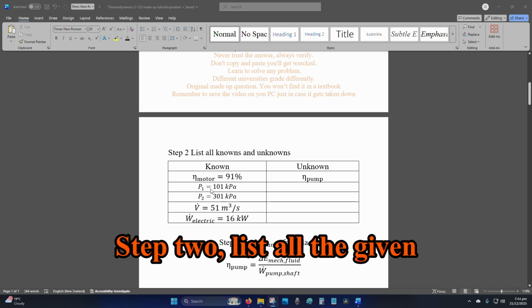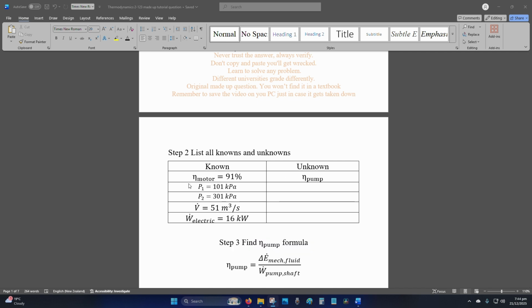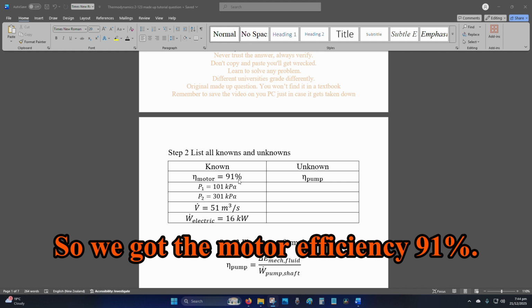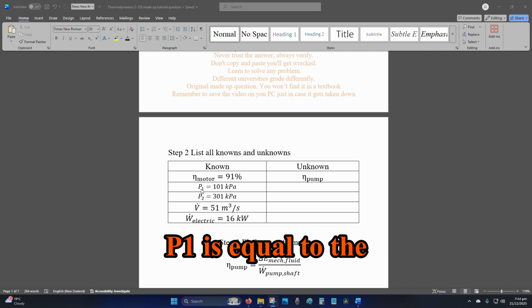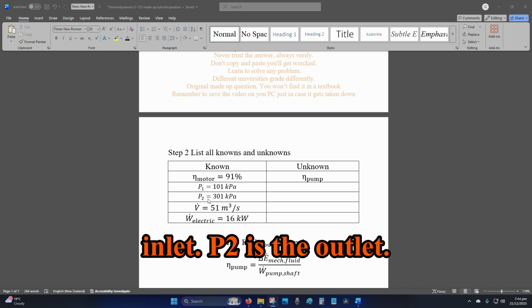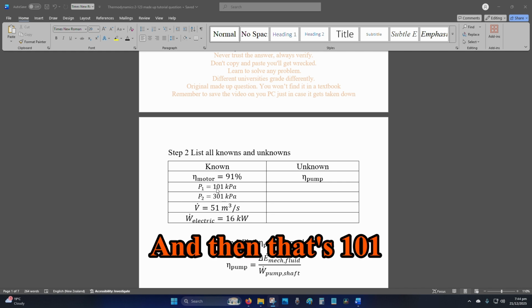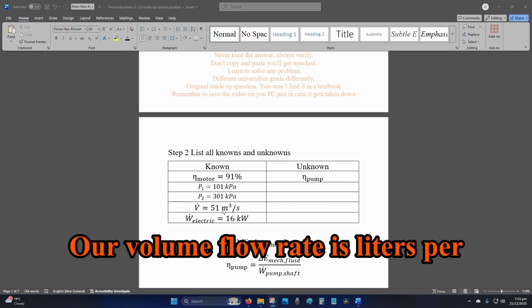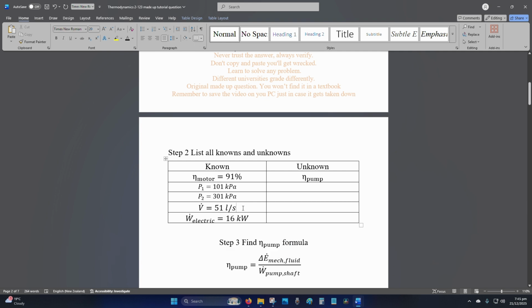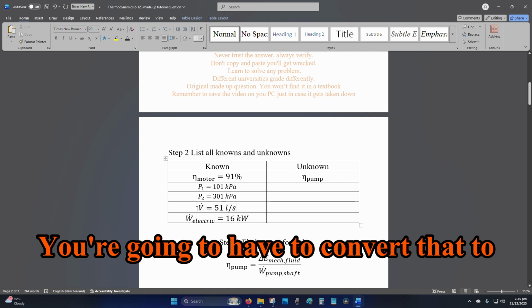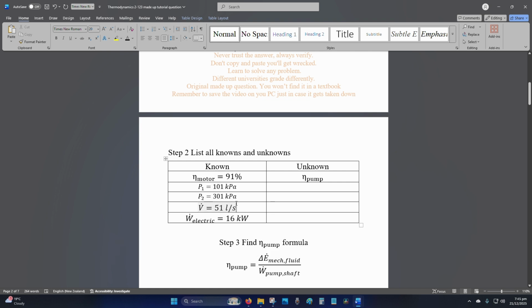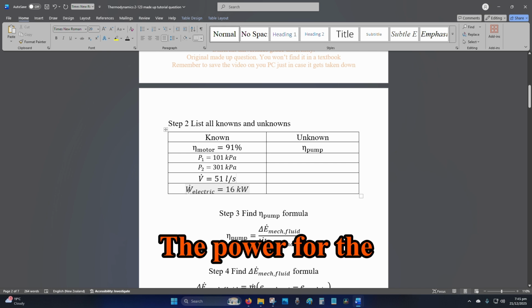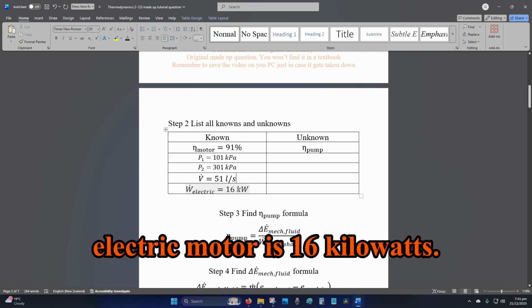Step 2, list all the given variables, find the unknown. So we got the motor efficiency, 91%. P1 is equal to the inlet, P2 is the outlet, and that's 101 and 301 kPa respectively. Our volume flow rate is 51 liters per second. You're going to have to convert that to meters cubed per second. The power for the electric motor is 16 kilowatts.